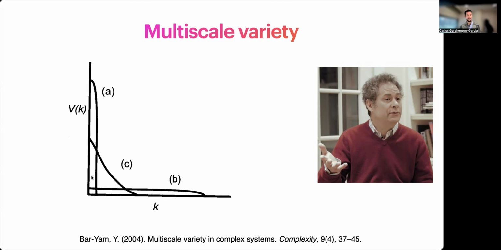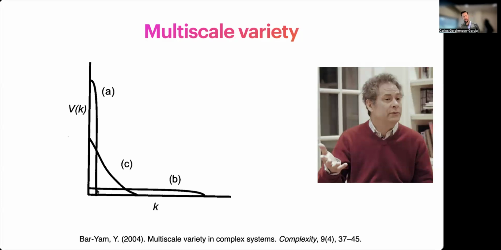So here, the y-axis is the variety, the x-axis is the scale. So for curve A, we have very high variety or information at low scales, which would be something like a gas. But then when you increase the scale, you can average the properties of the gas. And then with very little information, you can describe the system, which would be temperature, pressure, volume, and that's it.